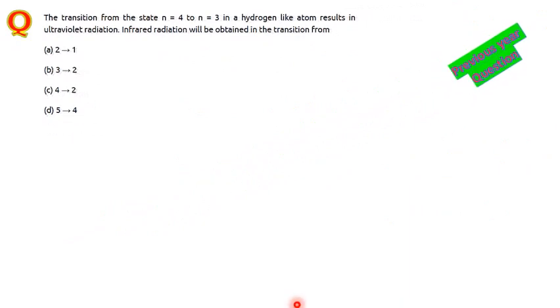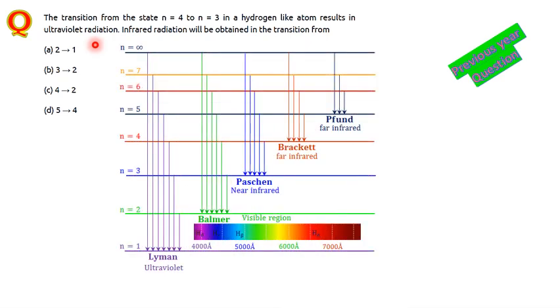This is quite interesting. You just go through this problem. See here, the transition from the state of 4 to 3 in a hydrogen like atom. See, this is not hydrogen, this is a hydrogen like atom, results in ultraviolet region. Let me tell you in this case what they have mentioned here, transition from the fourth orbit to the third orbit. What they have mentioned here is that it results in ultraviolet region.